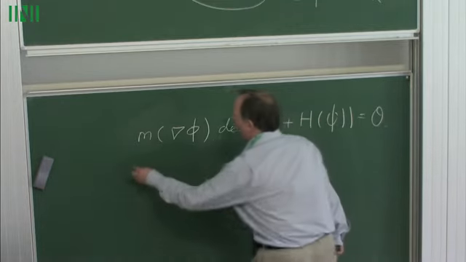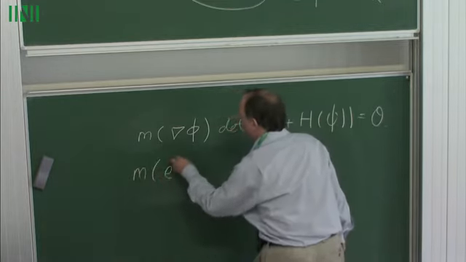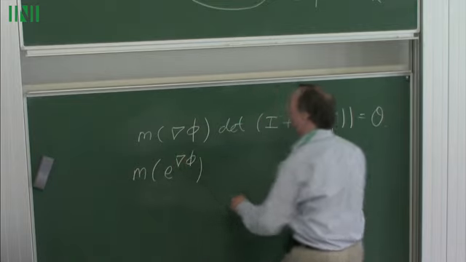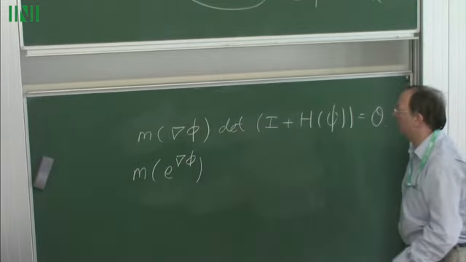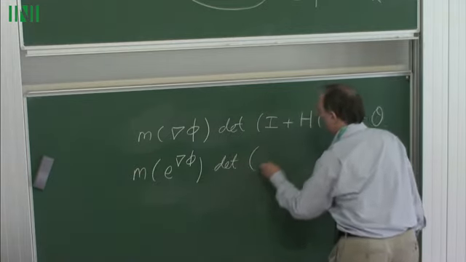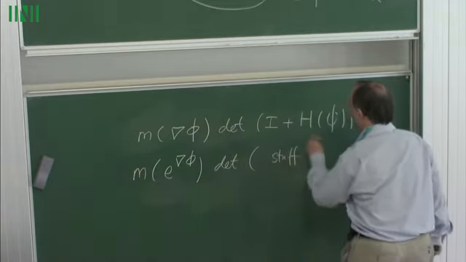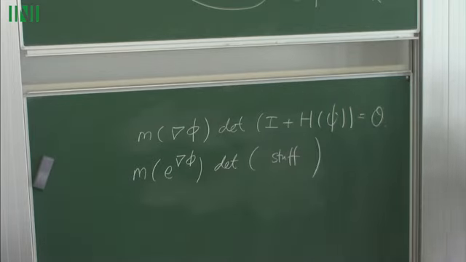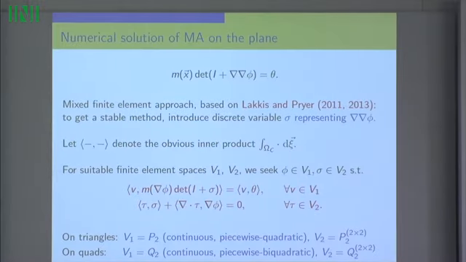If you want to solve it on the sphere, it's m(e to the grad phi) times this ghastly thing here, the determinant of stuff. Okay. So that's my Monge-Ampere-like equation on the sphere. So these are the things that we need to solve. Right. How do we do it?